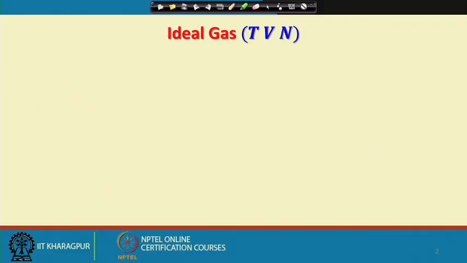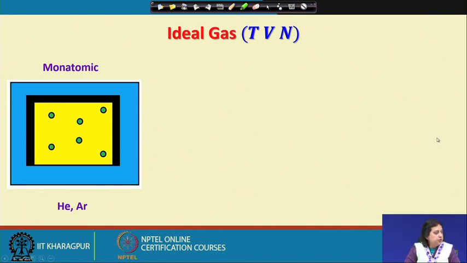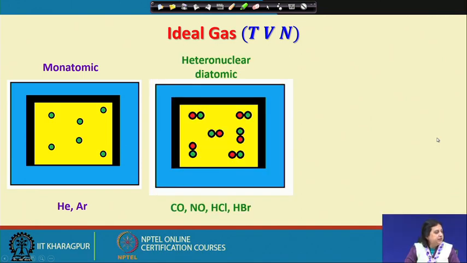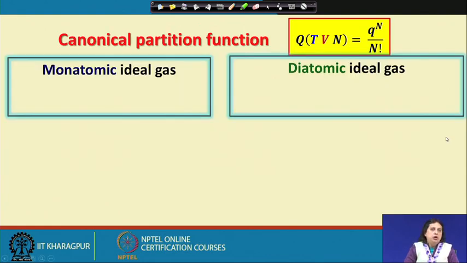The first thing that we have learned is the information that is present for an ideal gas maintained at a thermodynamic state of constant temperature, volume and number of particles. We can visualize at the microscopic level this gas as being comprised of atoms or heteronuclear diatomic molecules or homonuclear diatomic molecules. And we have already seen how to put the information regarding the microstates of the system in terms of the canonical partition function.